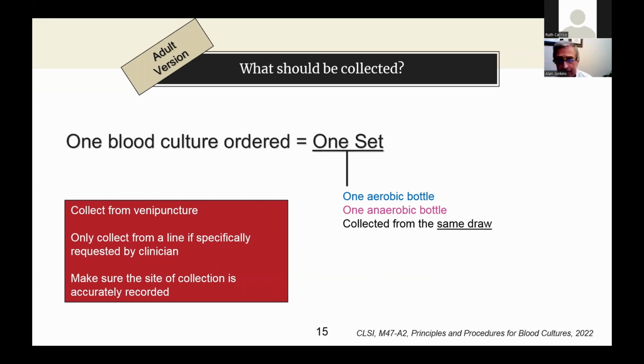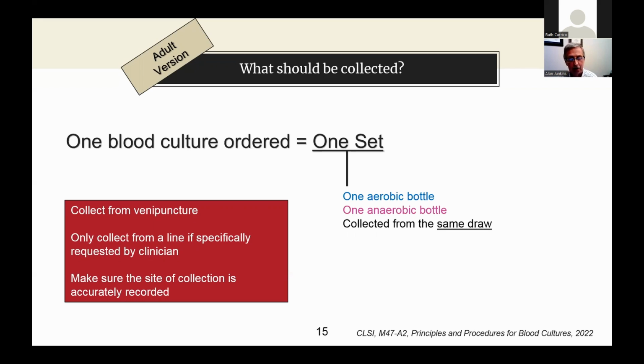Talk about here the adult version. We'll get to peds in a bit, but let's talk about adults. First of all, what should be collected? If a physician orders a blood culture, we want one set. A set is going to be one aerobic bottle, one anaerobic bottle, both of them collected from the same draw. That is a full blood culture. It should be collected from venipuncture. That's the preferred method. Only collect from a line if the clinician specifically requests it.